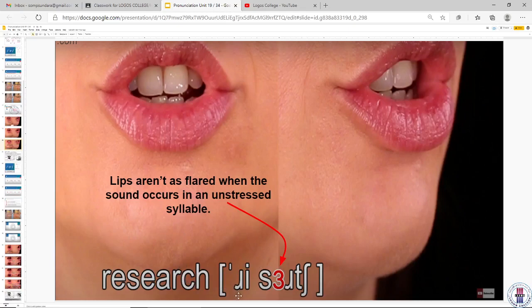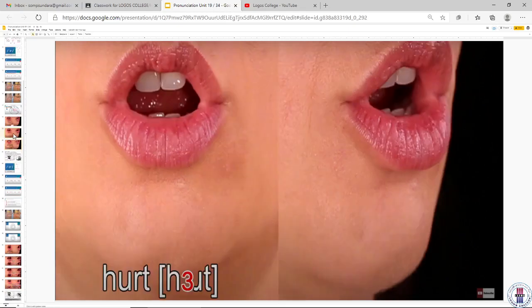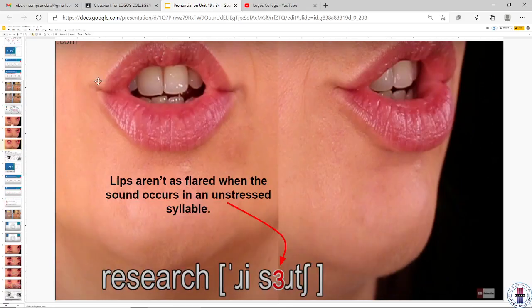Notice something different happens here in this word. This word is research. So the second syllable is not stressed. It's an unstressed syllable. So your lips there aren't as flared. All right, so look at this. They're not really in a tight circle. They're not as flared when the sound occurs in an unstressed syllable. Look at your lips here. Hurt. Nice tight circle here. Not so much.